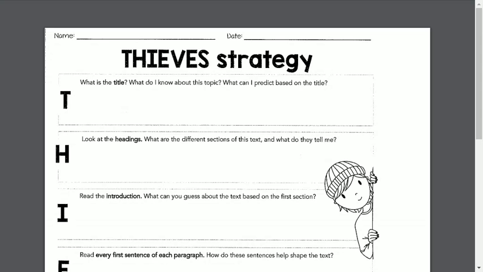All right, so we did that one together, but I would like you to download this THIEVES reading strategy and keep this in mind for future stuff when we start working on our reading passages. Thanks.